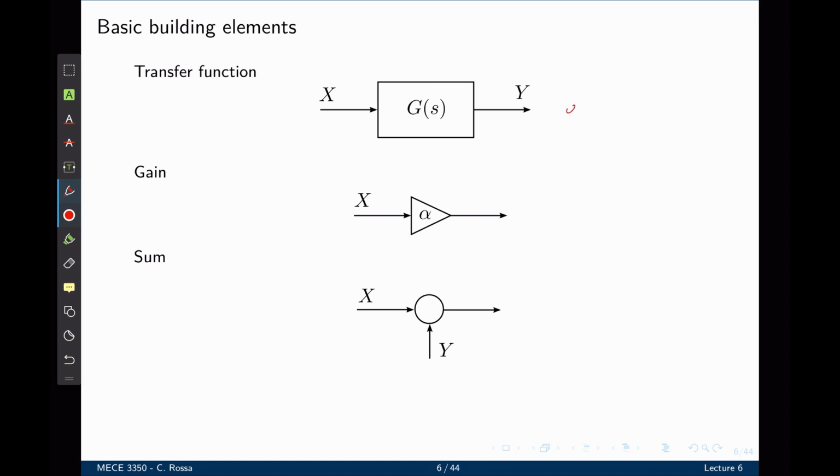So in the first one, to recap, y equals G of s times x, where G of s is a transfer function. In the second one, y equals x times alpha, where alpha is a constant, hence the triangle to represent a constant. And the last one, z equals x plus y, or x minus y if a negative sign is present here, or even y minus x if the negative sign is there. We can now put these basic building elements together and represent complex systems.